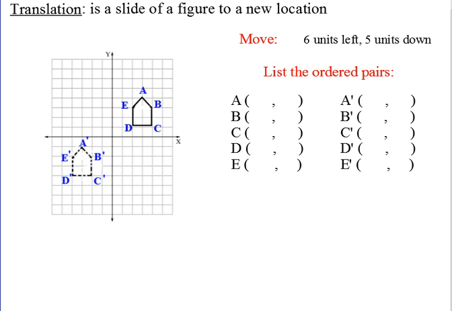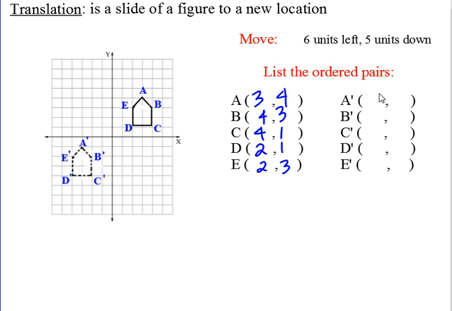Now let's talk about how these ordered pairs fit together. Let's write this down. If we start with A, the location of that point is 3, 4. The location of B is 4, 3. The location of C is 4, 1. The location of D is 2, 1. And the location of E is 2, 3.